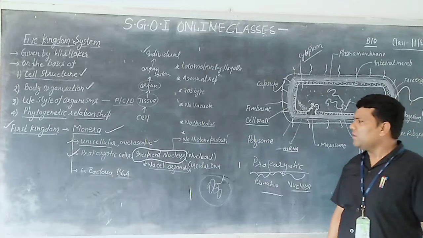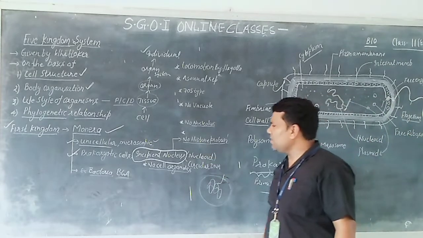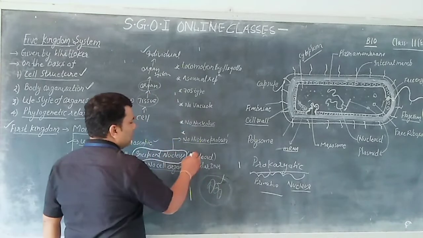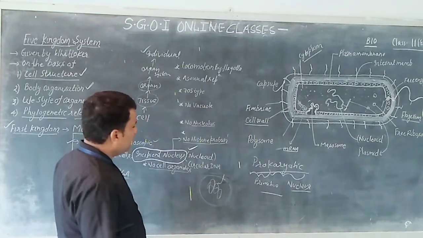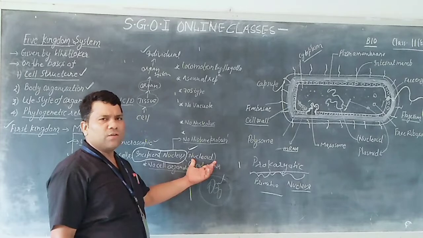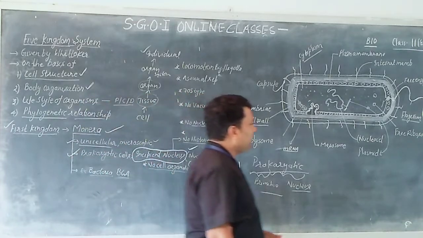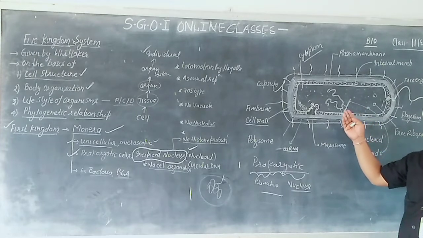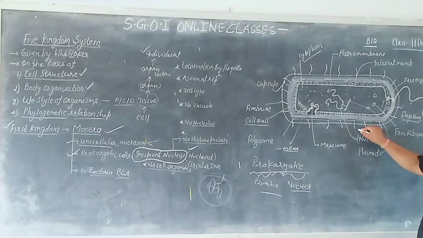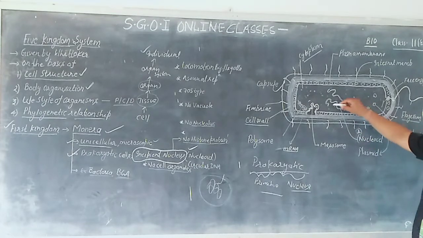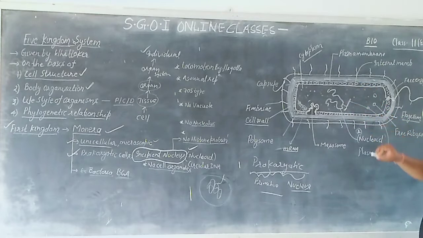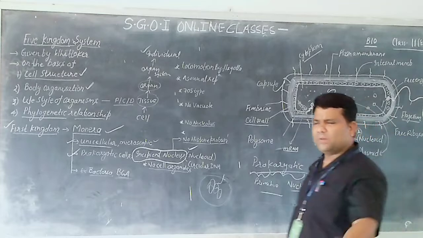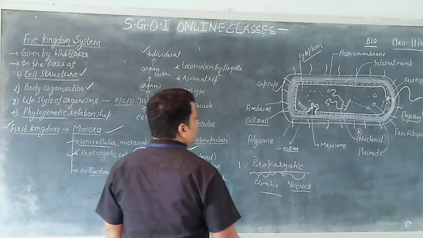Okay. So this is called the incipient nucleus, and this incipient nucleus is called nucleoid. So what is nucleoid? Nucleoid is the genetic material of the prokaryotic cell or prokaryotic organism. Here I show the diagram. This is the genetic material that is found in a prokaryotic cell, and this is called nucleoid.